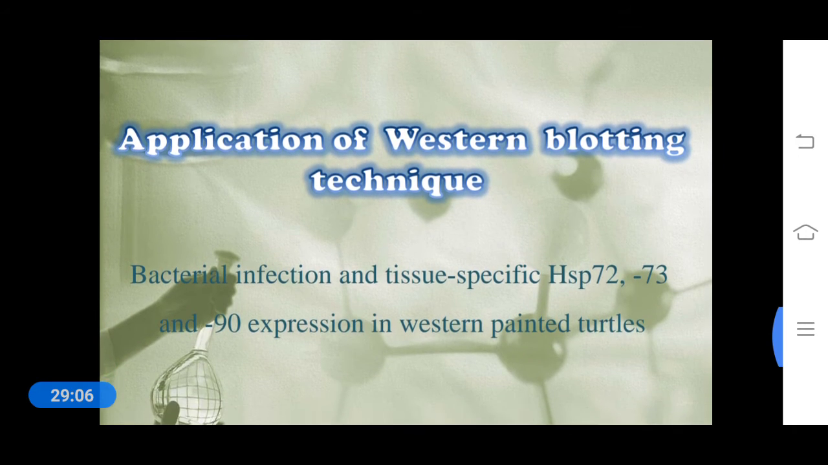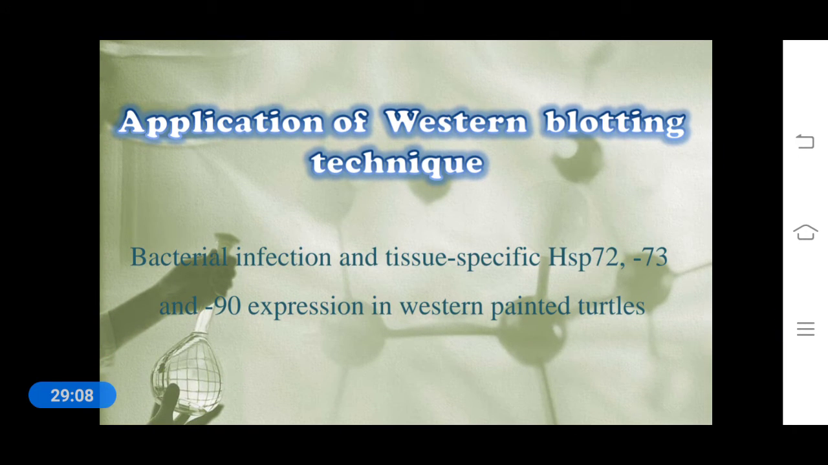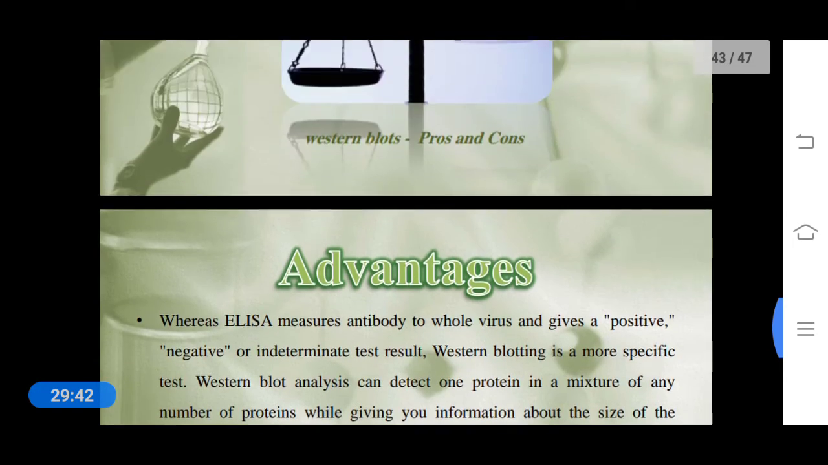If you see the application of the Western blotting technique, bacterial infections and tissue specific HSP 72, 73 and 90 expression in Western painted turtles were identified successfully using Western blotting. The scientists successfully identified these bacterial infections and tissue specific HSP 72, HSP 73, HSP 90 expressions in Western painted turtles. So this is about Western blotting.